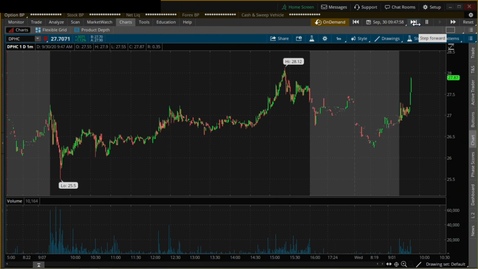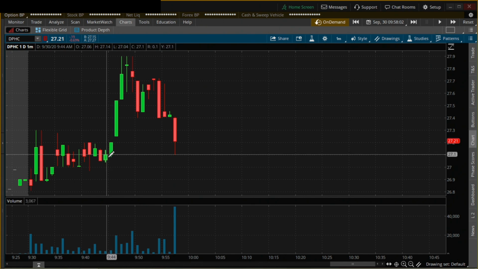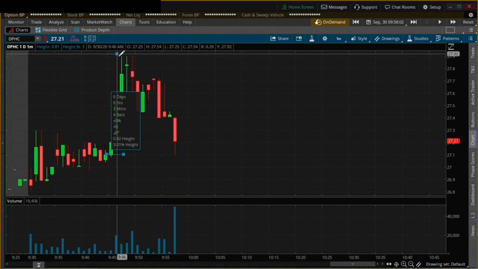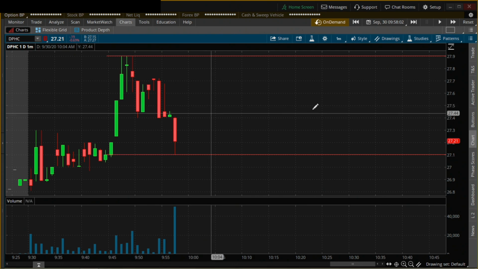Oh, starting to run. Here's where the run started. So we'll put a line like right about there. And then the top of the run. Extend those guys to the right.